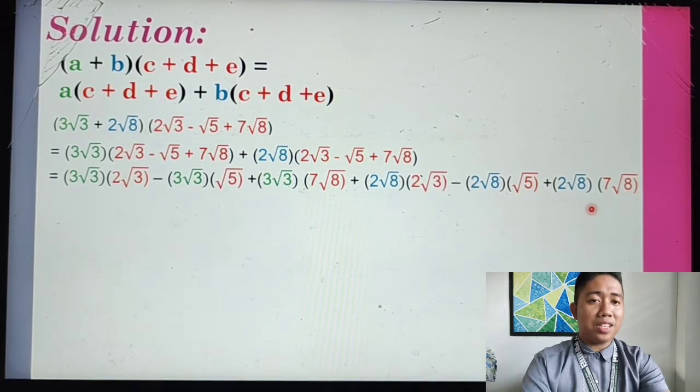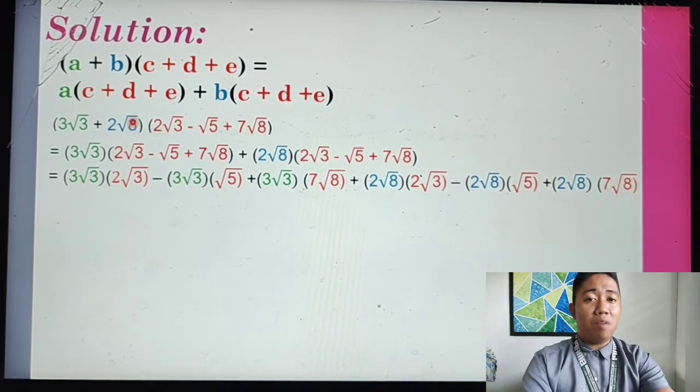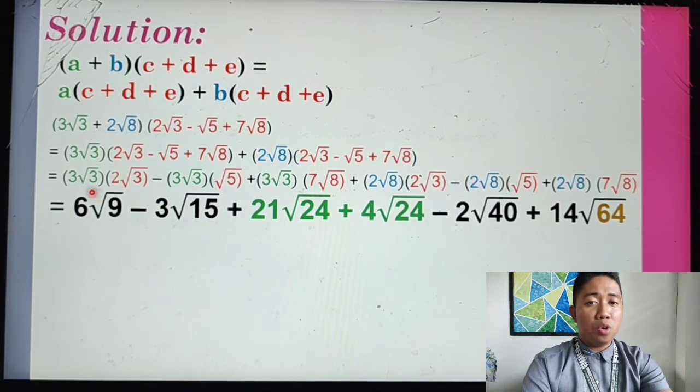Okay, so this is the process of the distributive property of multiplication over the terms, the product of a binomial and the trinomial containing 6 terms. So you have to simplify the product of every term simultaneously.